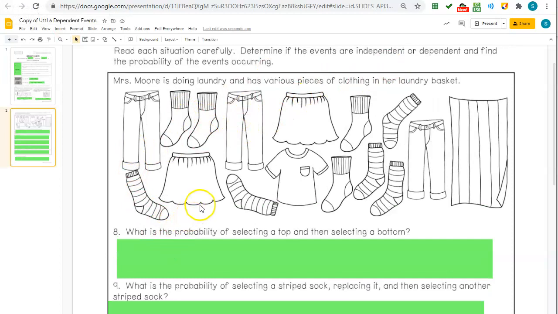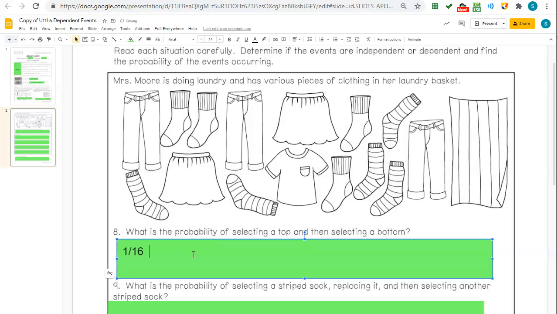What is the probability of selecting a top and then selecting a bottom? So a top is a shirt, and I only see one shirt, and there's 1, 2, 3, 4, 5, 6, 7, 8, 9, 10, 11, 12, 13, 14, 16 items. So the probability of selecting a top is 1 out of 16.